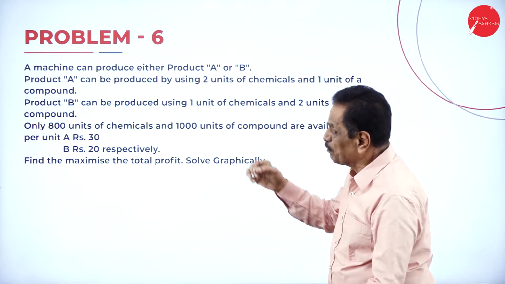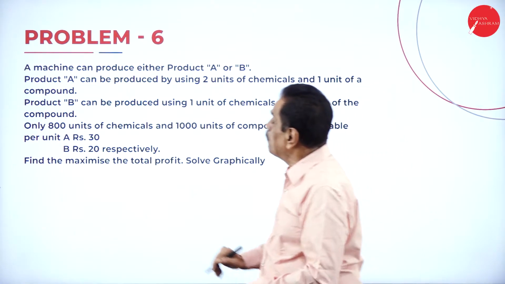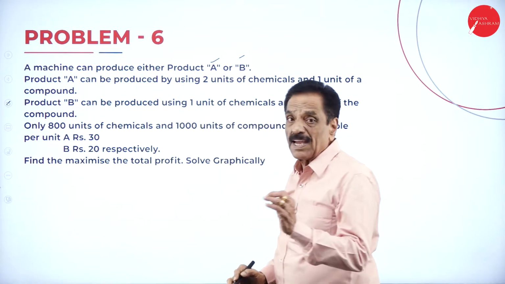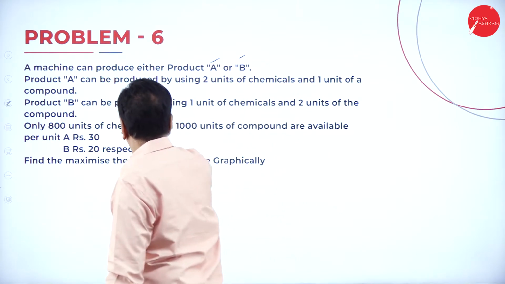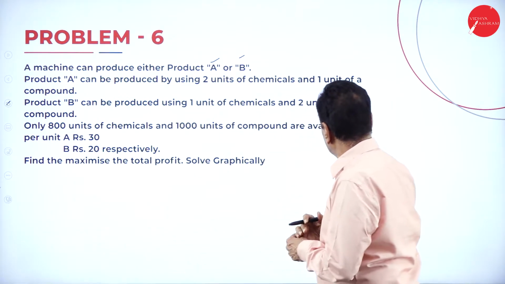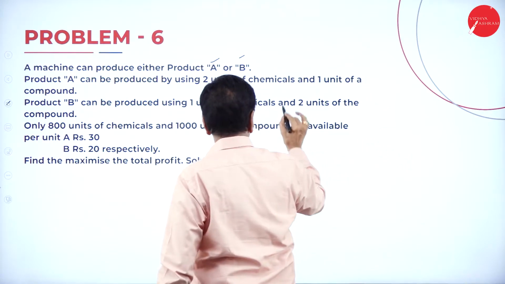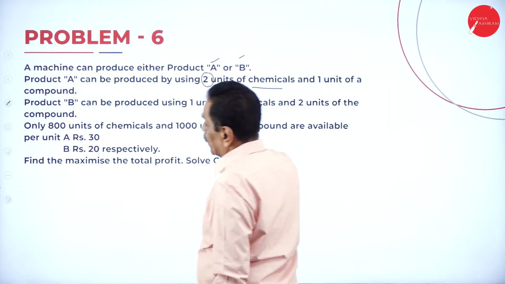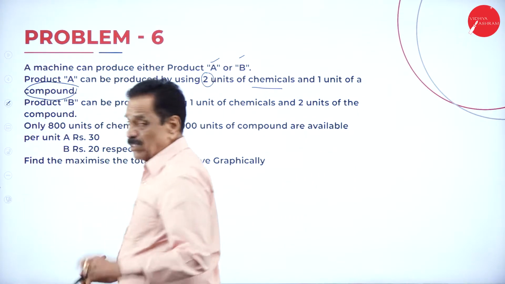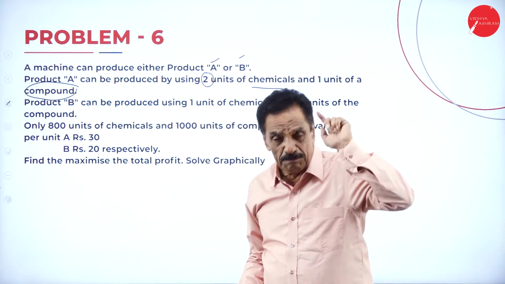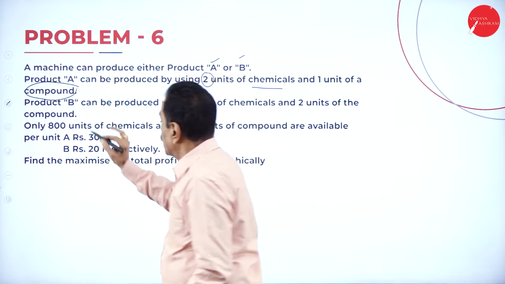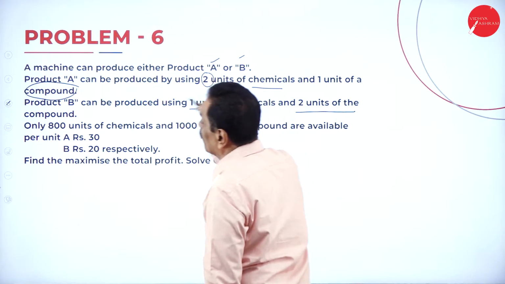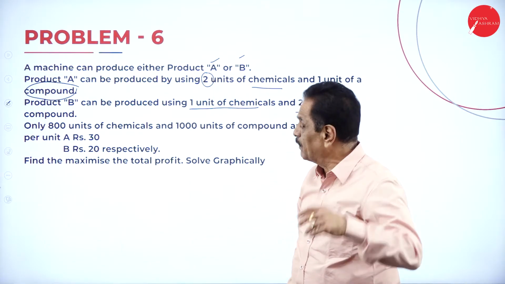I will read out the problem and how to clarify the problem. A machine can produce either product A or B. The 2 products are A and B. Product A can be produced by using 2 units of chemical and 1 unit of compound. This is very important. 2 units of chemicals and 1 unit of compound. So which are the 2 items? One is the chemical, one is the compound. Second one, product B can be produced using 1 unit of chemical and 2 units of compound. So they have given full information.